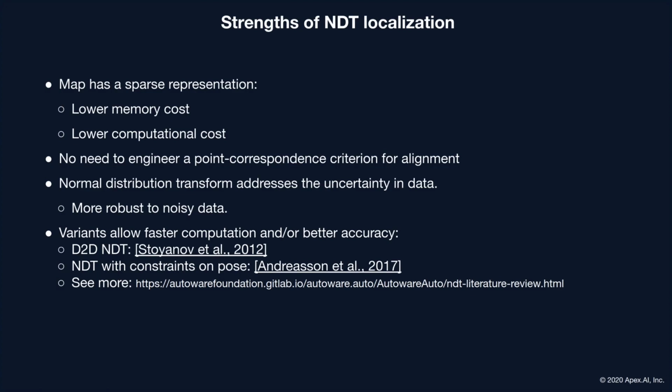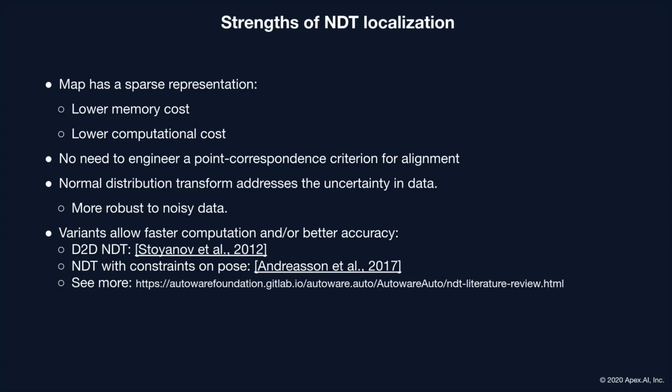Secondly, we don't need to engineer a point correspondence criterion for alignment, because we know that there is never a perfect correspondence between the scan and the map. In the normal distribution transform algorithm, instead of finding point-to-point correspondences, the error is defined by the misalignment between a point and a distribution.